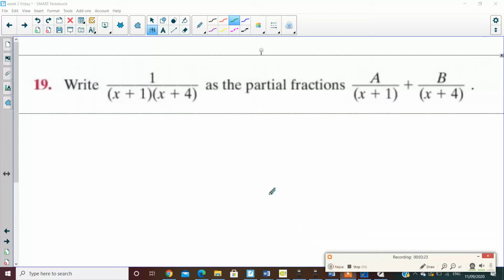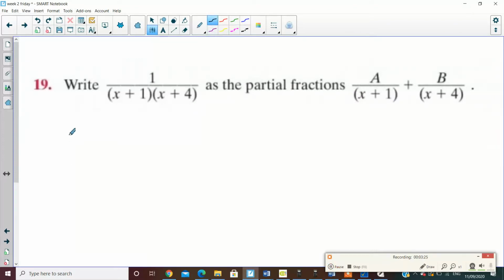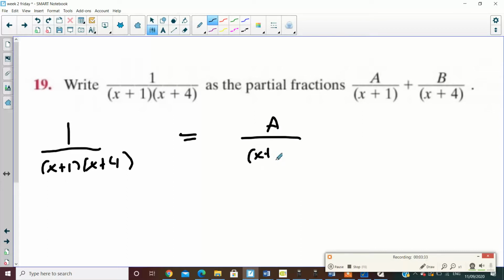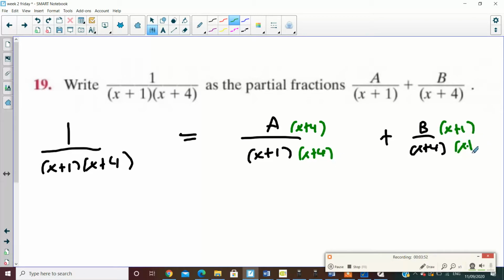Okay. So once again, we're going to do exactly what we did in the last one, but there's going to be one difference at the very end. We're once again going to have a over x plus 1 and b over x plus 4 over here. All right, common denominator time. What do you do? x plus 4, x plus 4, x plus 1, and x plus 1.